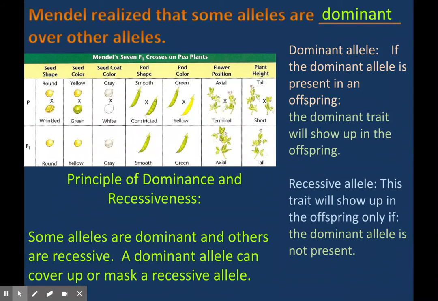He tested all kinds of different things on these pea plants: the shape of the seed, the pod shape, the different colors, different flowers and heights, all kinds of different things. And he always found out the same thing would occur. One trait would always dominate over the other, would always show up over the other. And so this is called the dominant trait, and the trait that was hidden or masked that you didn't see in the offspring is called the recessive trait.